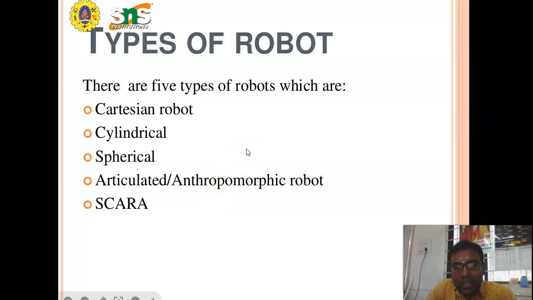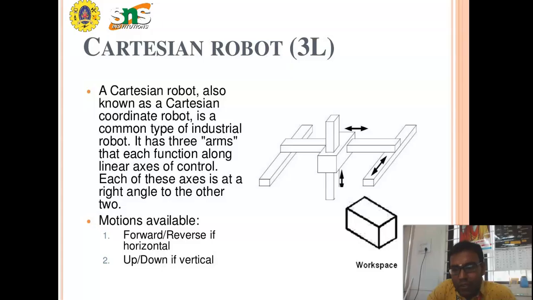There are about 5 different types of industrial robot based upon the applications and the movement of the robotic arm. Some of them are Cartesian robot, cylindrical robot, spherical robot, articulated or anthropomorphic robot, and SCARA. First, we are going to discuss the Cartesian robot. That means 3L. What is the meaning of 3L? It has 3 linear movements.